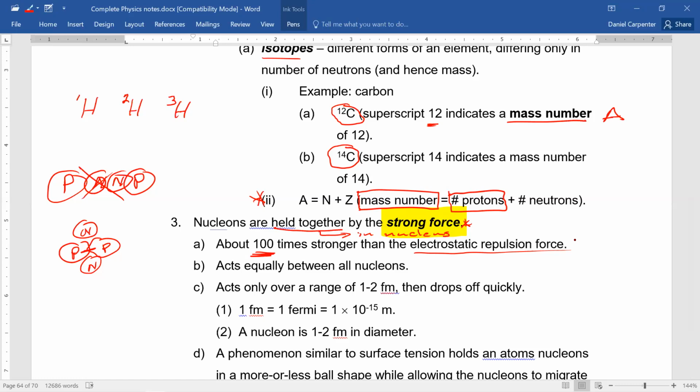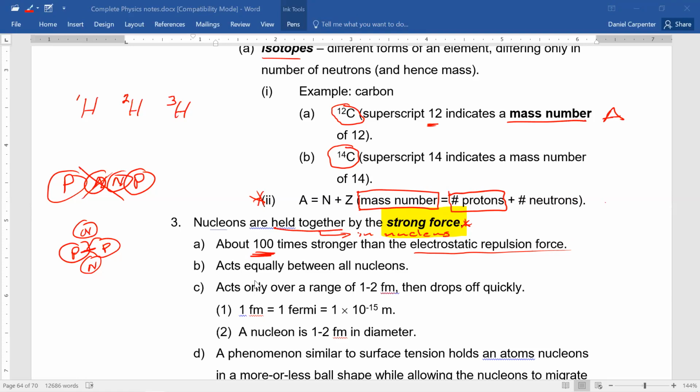Notice that it acts equally. It acts equally between all nucleons, whether they're neutrons or protons.